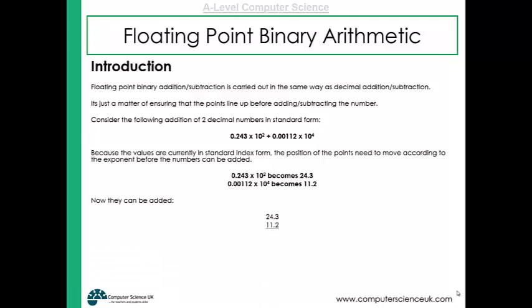We can make sure that the decimal points are in line, and we can go from right to left, adding each column as we go. We end up with 35.5. And if we then want to put that back into a normalized index form, what we can end up doing is moving that decimal point 2 places back to the left, so that the most significant value is just after the decimal point. And because we moved the decimal point 2 places to the left, we need to make sure that our exponent reminds us of this, so we say it's times 10 to the 2.